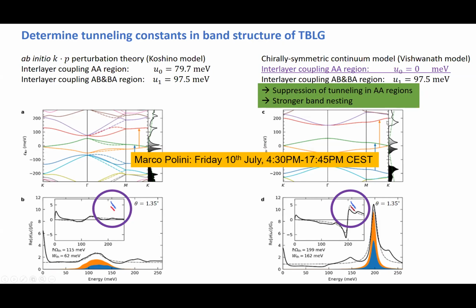Okay, so it's an illustration with zero interactions, because interactions can also flatten the bands and give you the impression that you're more in the chiral limit. But this is computed with zero interactions. Yeah, in this case, yeah.